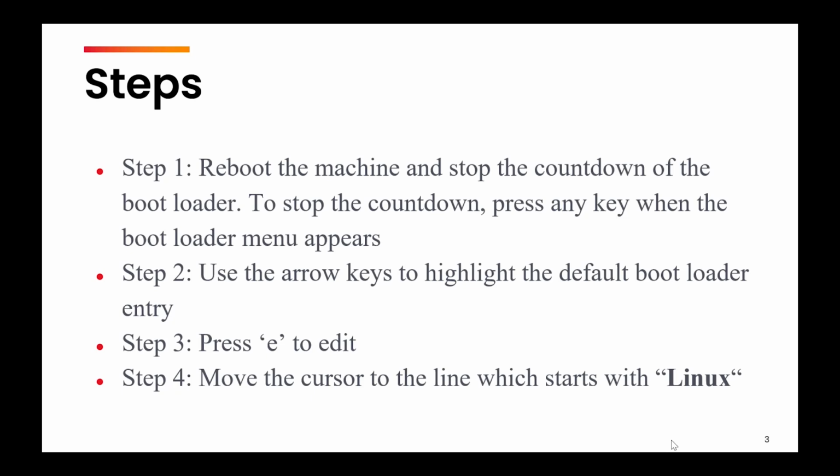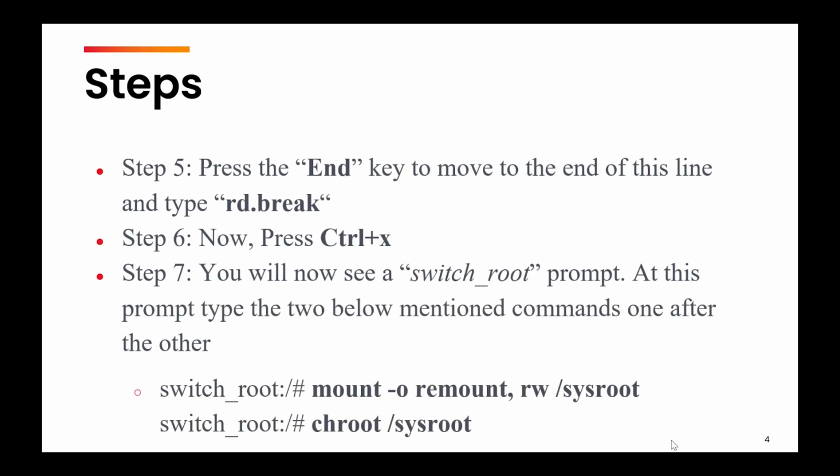The first step is that once the machine reboots, you need to stop the countdown of the bootloader by pressing the up or down arrow key. Next, we need to press the E key on the keyboard to edit. Then we will move to a line which starts with the word Linux. Then we will go to the end of that line and type rd.break. Then we'll press Ctrl X and we'll switch the prompt to the switch root prompt.